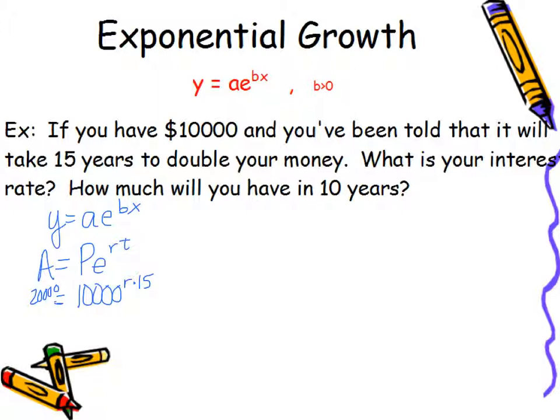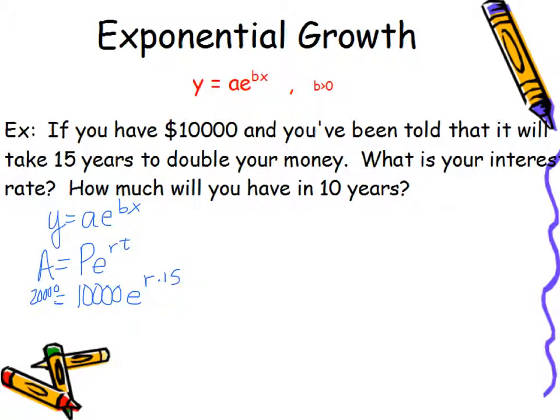All right, and so now we're just getting ready to solve. I'm sorry, I goofed up here. Let me go back and erase this. It's not 10,000 to the r times 15. It's 10,000 e to the r times 15.